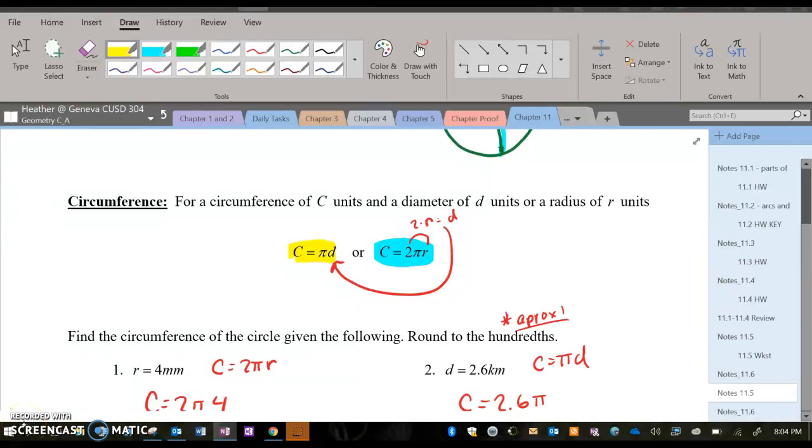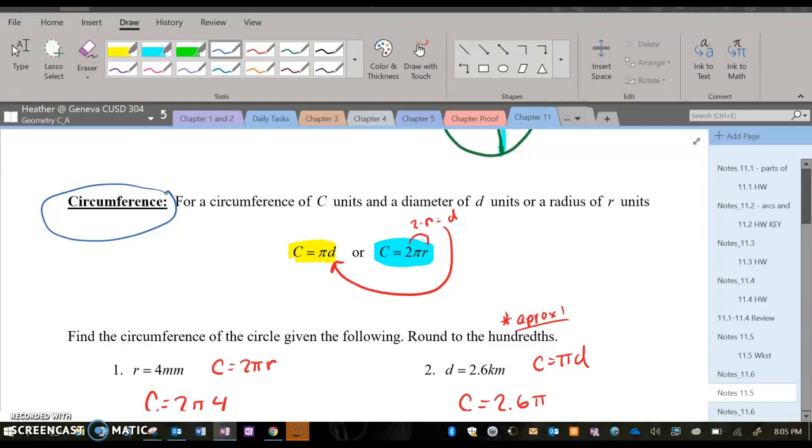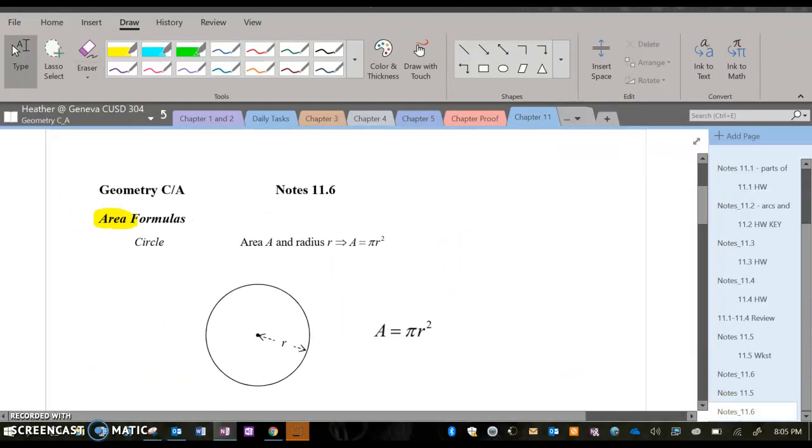All right, so in 11.5, we talked about circumference. Circumference is the perimeter of the circle, and so that's when you have C equals pi times diameter. You want to get the circumference. In these notes today, 11.6 is all on area.